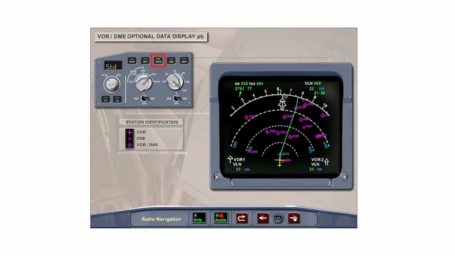Selecting the optional data display push button for VOR DME will display in magenta all VOR and DME stations stored in the FMGC database, except those used in the flight plan or tuned for display, which will remain in blue.